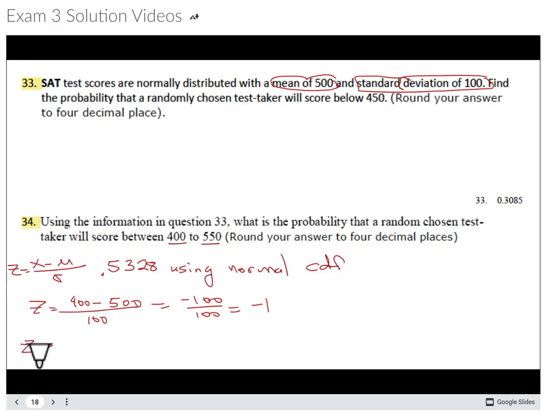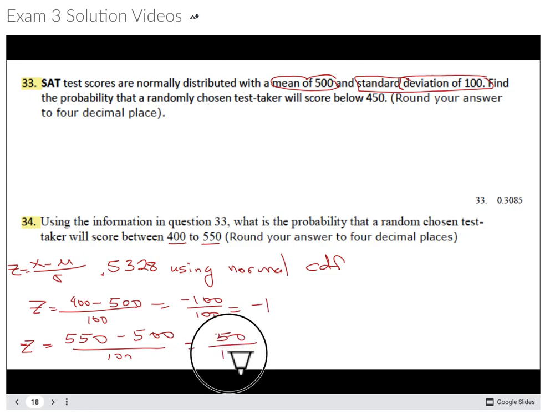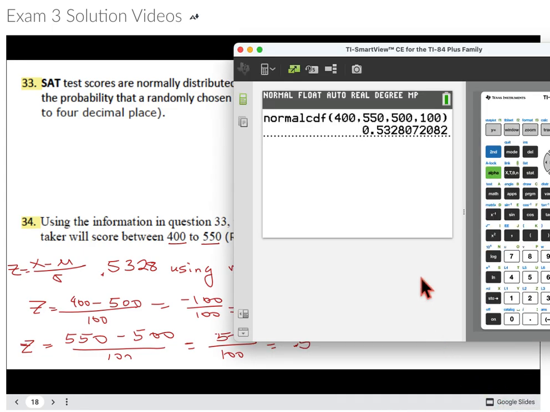And then the upper end is going to be 550 here, minus 500 over 100. So we get a positive 50 over 100, which is 0.5, positive 0.5. So we go from -1 to 0.5, and we can do that with the draw. Again, it gives us the visual of what we're looking for as well.